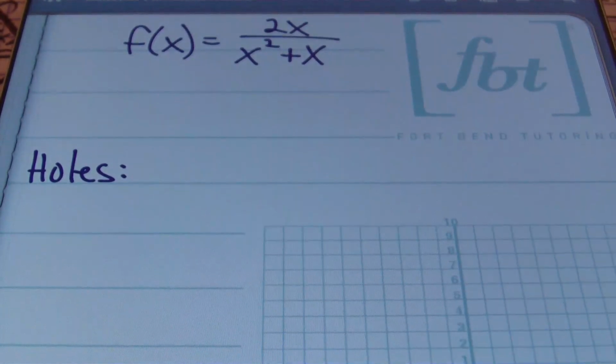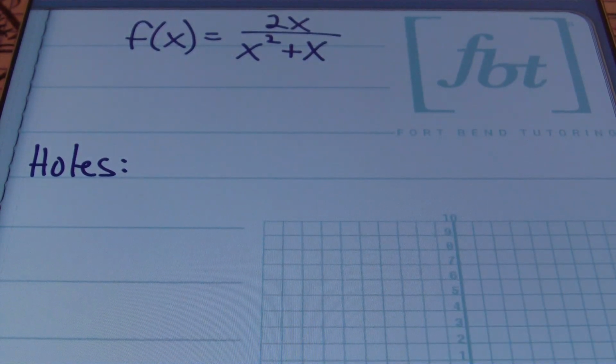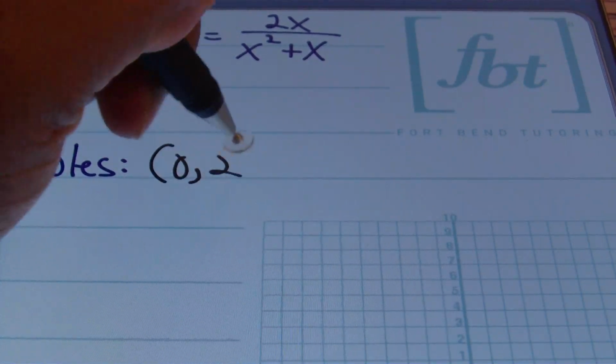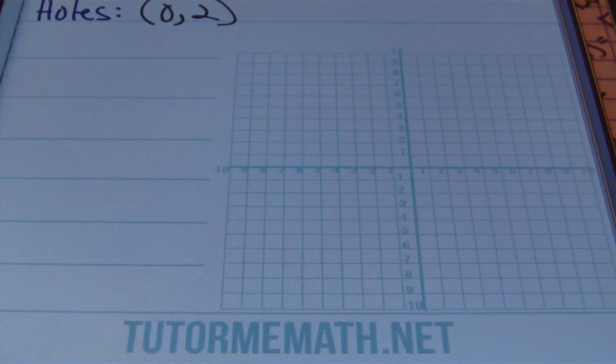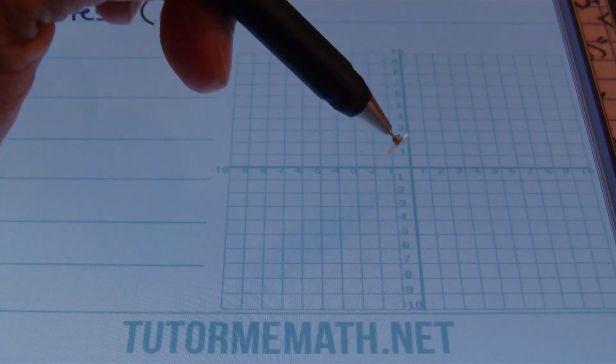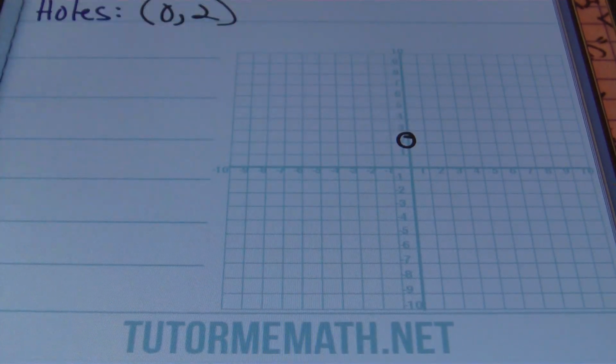And so now we'll graph it. Graphing the hole of f of x equals 2x divided by x squared plus x, we'll have a hole that's located at (0, 2). So let's go ahead and graph that on our Cartesian plane. Starting at the origin, we'll go up 2, and there you go. You have an open circle there at (0, 2) on your graph. Your graph will exclude that point. There'll be a hole there. And that concludes that problem. We'll be moving on to the next one now.